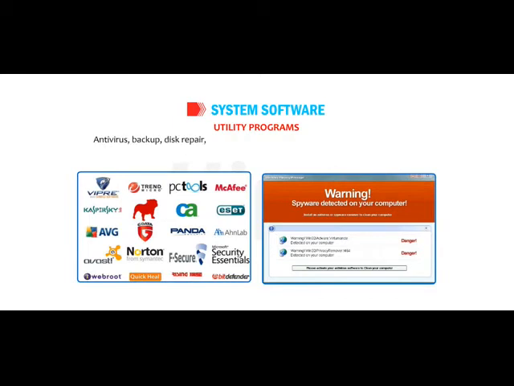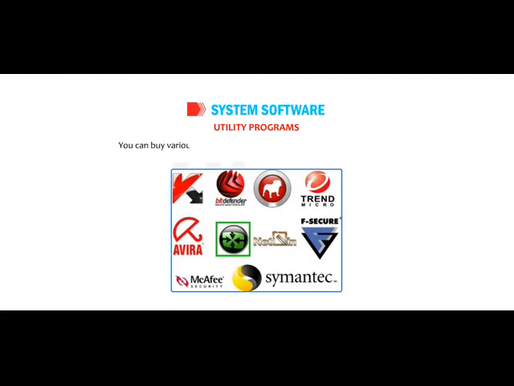Antivirus, backup, disk repair, file management, compression, and network programs are some examples of utility programs. You can buy various utility programs from the licensed computer stores. Some utility programs are also available free of cost on the internet.